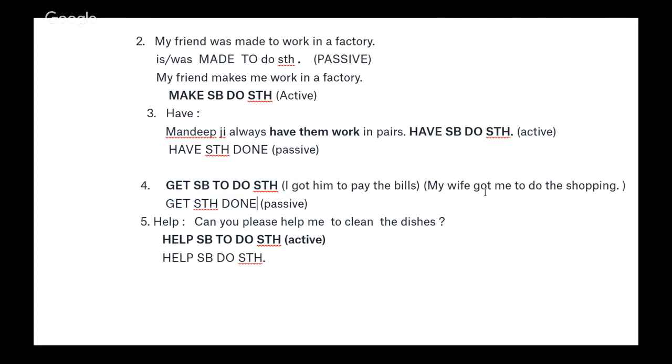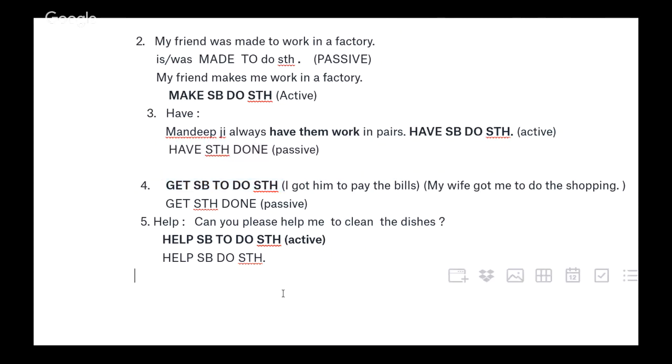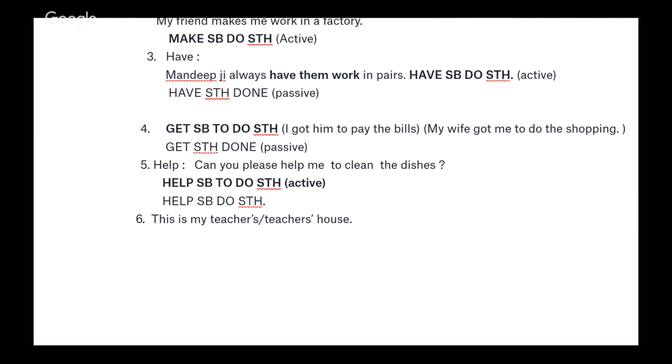Get him to clean the bins. Active. Get him to clean the bins. Easy peasy. Active. Okay, guys. Now let's come to the next grammar rule. I'm going to write a sentence here, and you guys tell me what you think about this sentence. Oh, I love this. Tell me, what do you think about this sentence?